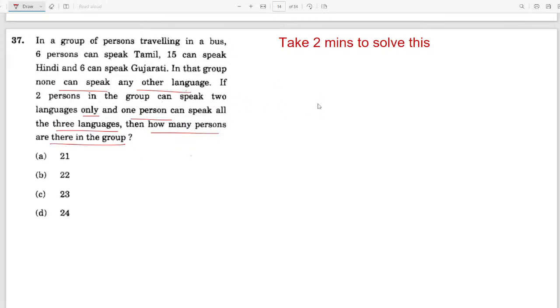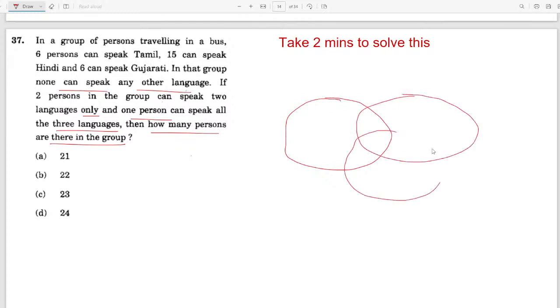So we have a group here, and there are 3 languages. So we have to use the Venn diagram, the 3 circles that we draw: Tamil, Hindi, and Gujarati. We have Tamil, we have Hindi, and we have Gujarati. And we should normally start from the most inside part. There is only 1 person who can speak all the 3 languages. So this would be 1.